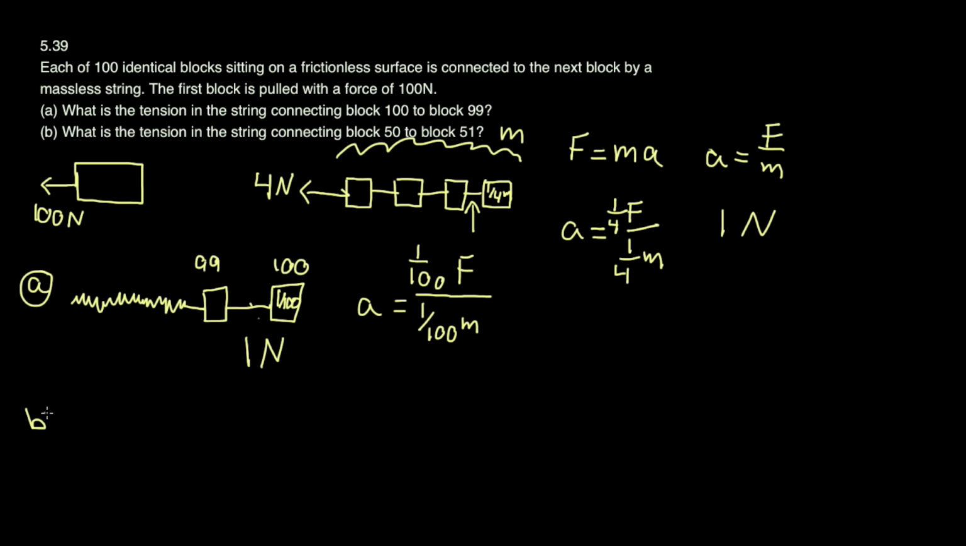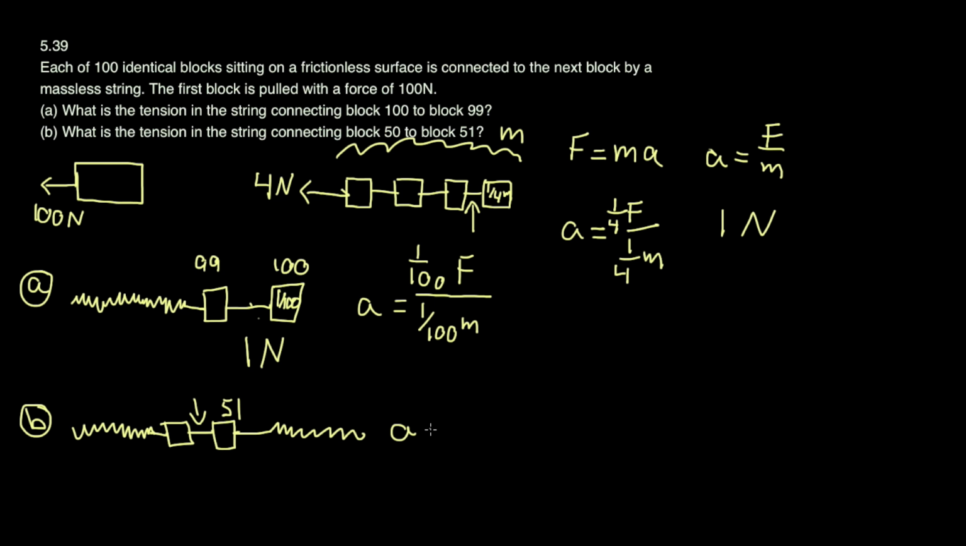Okay, now let's move on to B. What is the tension in the string connecting block 50 to block 51? Using the same kind of logic, there are 49 blocks in front of block 50, and then block 51, and then a bunch more blocks over here. The tension in this string is pulling 50 blocks, so that's half the mass of the entire system, right? If each block has 1/100th of the mass and you have 50 blocks, 50 over 100 is 1/2.